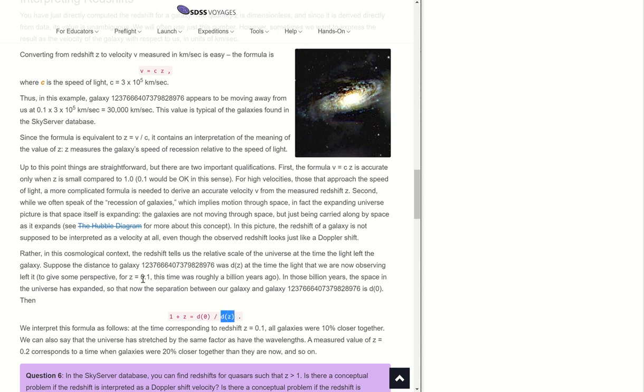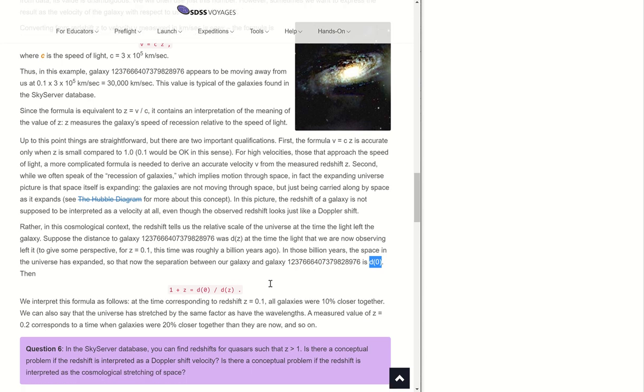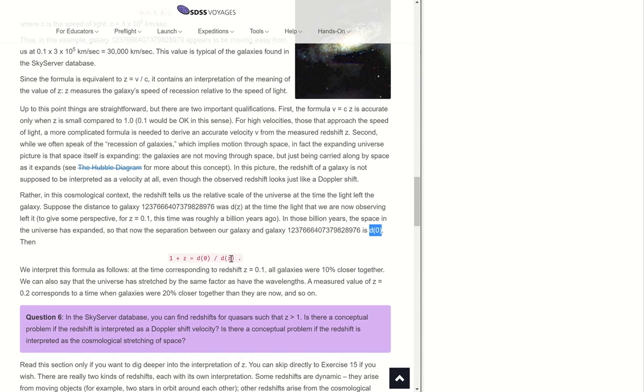So d_now is the time we're observing now, and then d_then is the distance the galaxy was at then. So this is a ratio of the stretch, of how big the universe has gotten since the light left the galaxy.